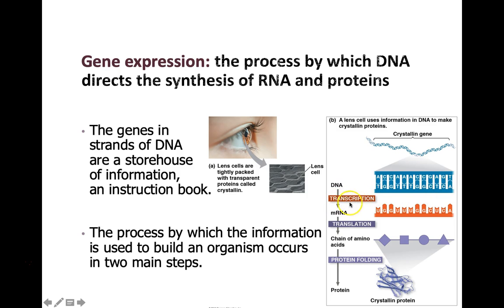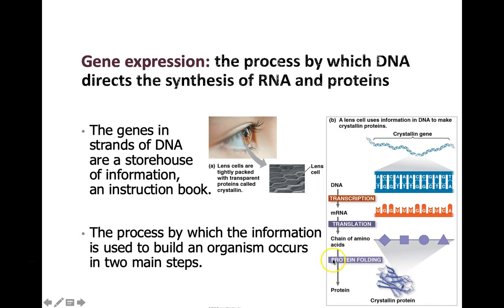The process of transcription, that first step in going from DNA to RNA, is going to make a copy of one side of the DNA. That copy of one strand of DNA is going to be translated into another molecule called amino acids. That amino acid chain is then going to be folded into a functional protein. So we're going to talk about this two-step process of transcription and translation in order to produce a protein.